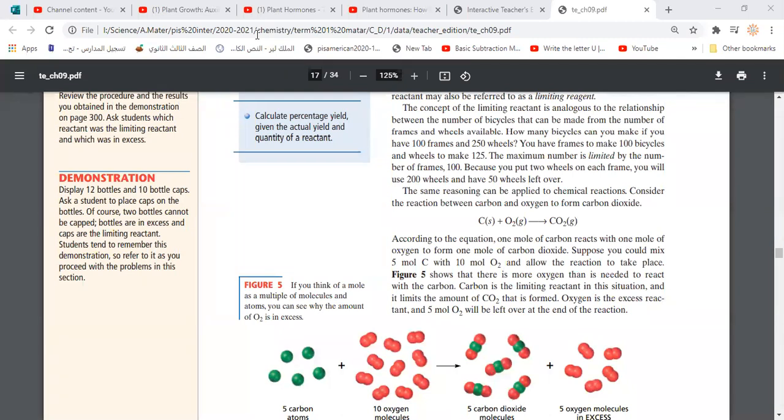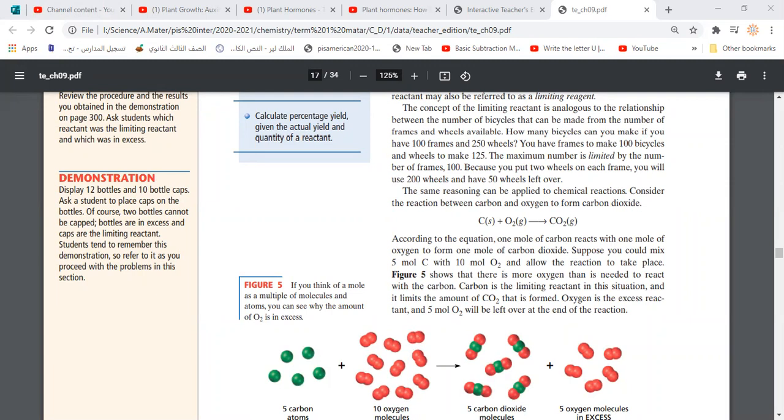Good. So the limiting reactant represents the reactant which is completely used up during the chemical reaction. Like this, it controls the amount of the other reactant that will be used, and also limits the amount of the product that will be produced. Which means the limiting reactant tells us how much of the product will be produced and how much of the other reactant will be used.